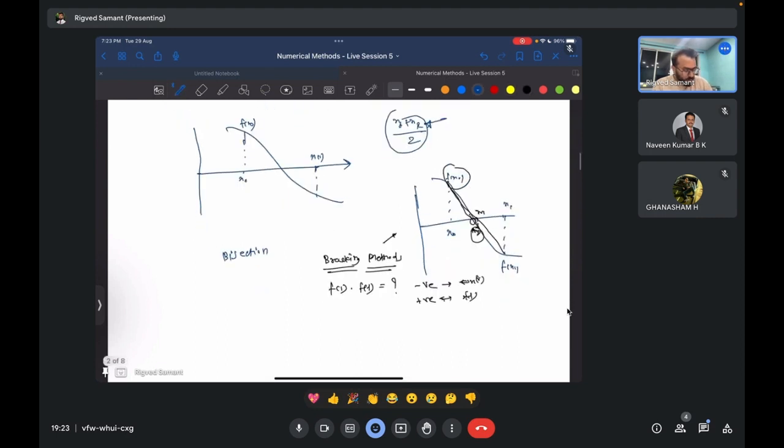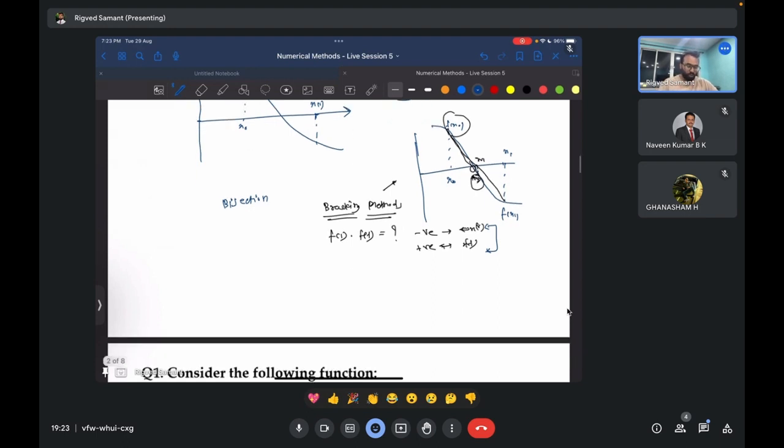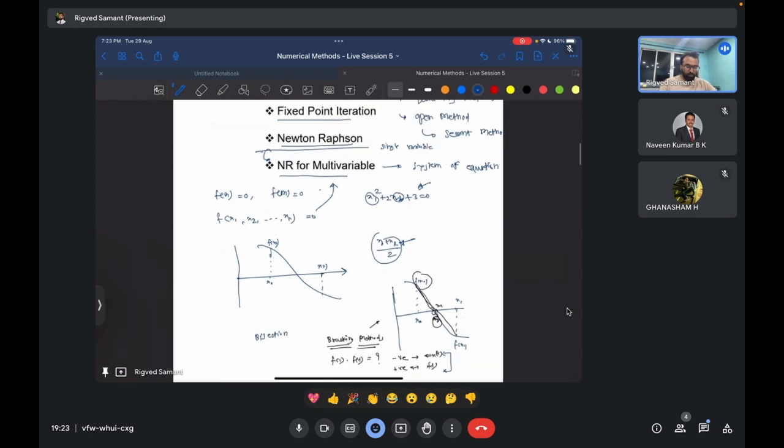We are not bothered with what XL and XR are. Without them, we just go with whatever value we get and go into iteration. So that was a brief overview of what we did.